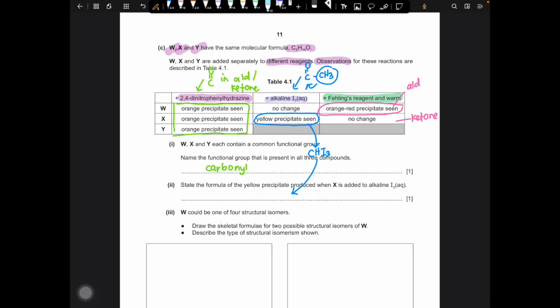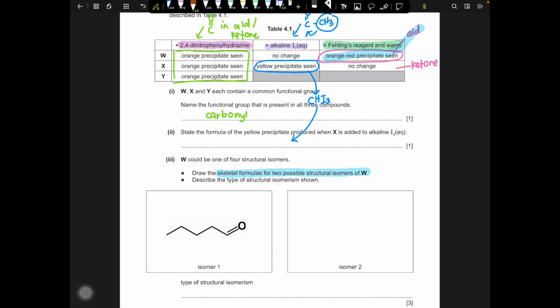So in the third question, we need to draw the skeletal formula for two possible structural isomers of W. So we know that W is an aldehyde and it has 5 carbon. So we can start with a straight chain, or we can have a branching. As you can see here in the second isomer, we have 4 carbon in the main chain and also 1 branching at the third carbon. But you can also have the branching at the second carbon. Or you can have 3 carbon in the main chain and you will have 2 branching. So this type of isomer, we call it as chain isomerism.